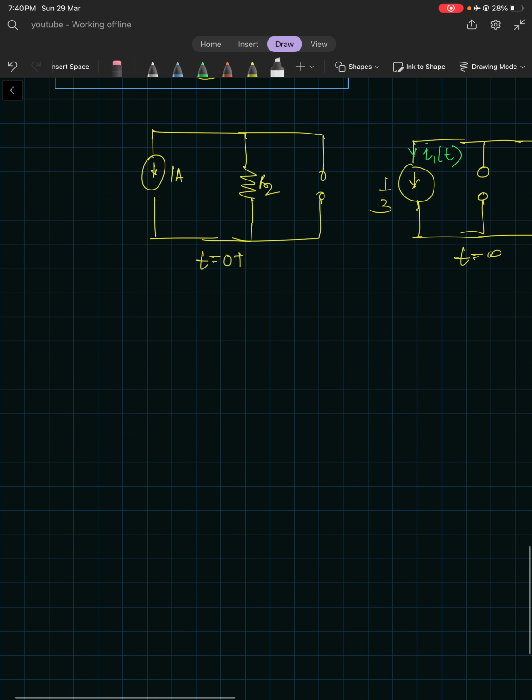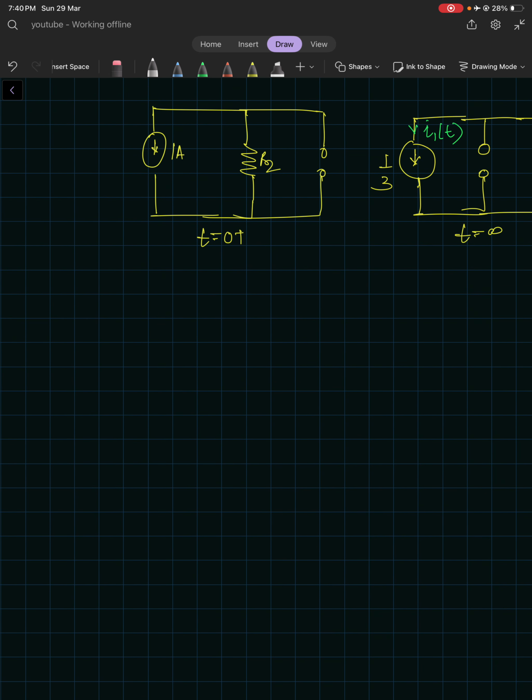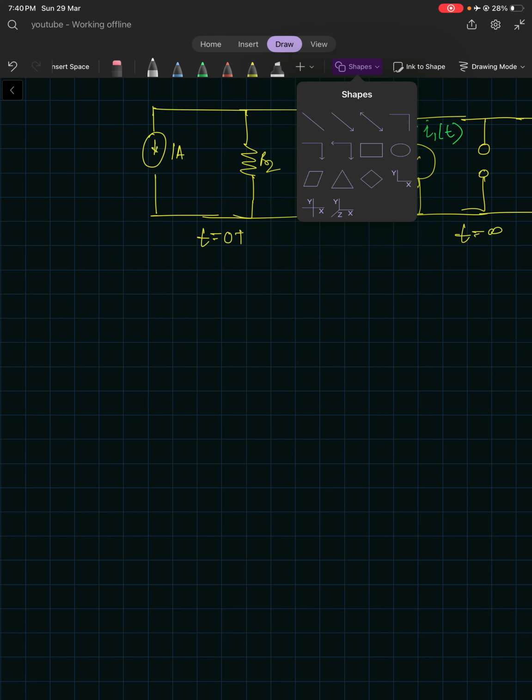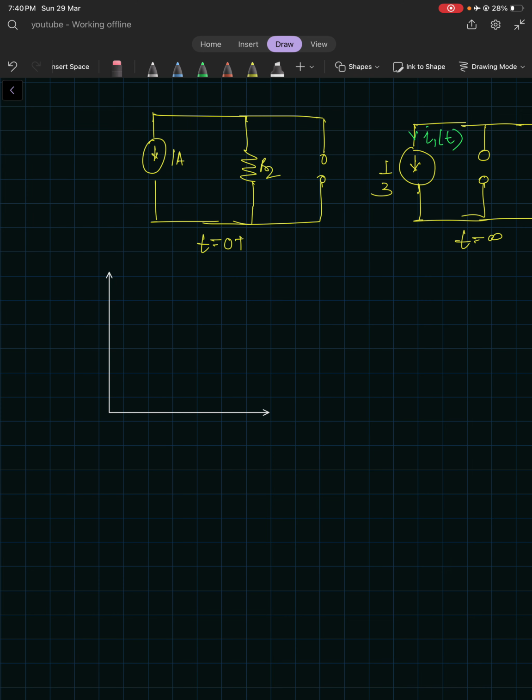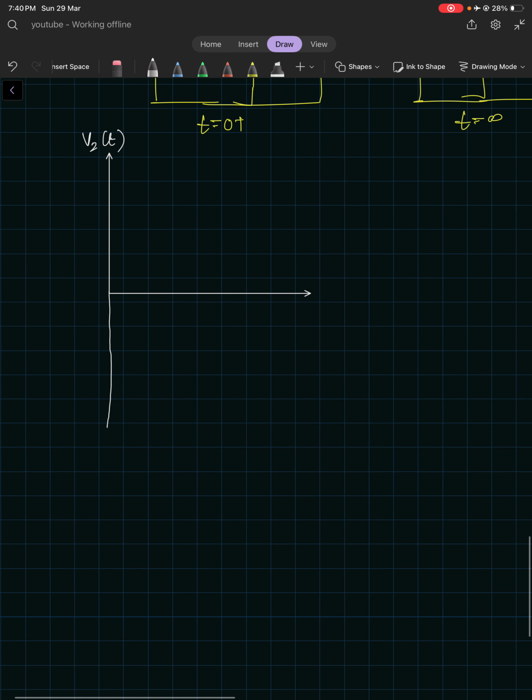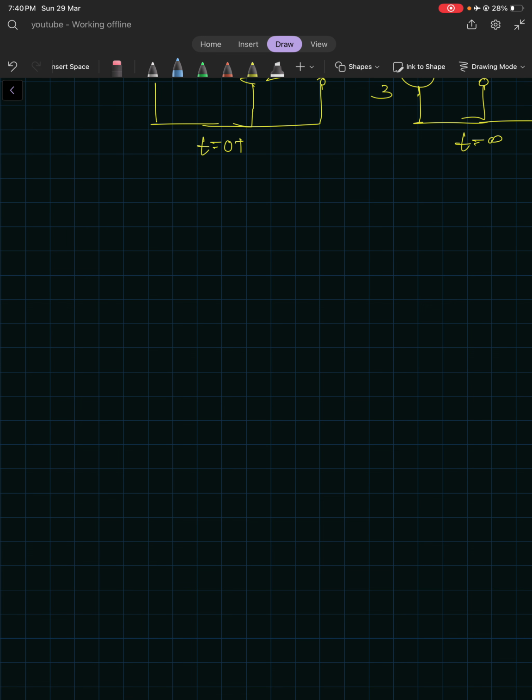And here it is also 1 by 3, right? So if I need to sketch it, let's sketch all the parts. This one was V2, we have started from minus, I'm sorry, wait, actually this is t, this is V2 of t, and it was minus 0.5 volts, and it was dying out, right, like this way.